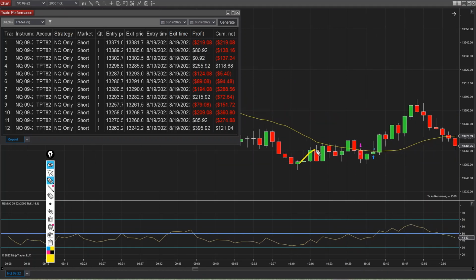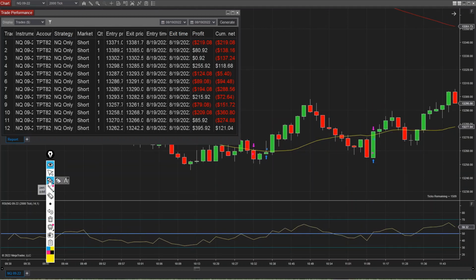Next trade, price moved back to the 20 moving average. Red bar takes out green, no follow through, and I get stopped out for a loss of 79. Next trade, price broke through the 20 moving average, pulled back, and then green bar closed under this yellow line. This red bar takes out green. I went short, stopped out at the top of the red bar for a 209 loss.